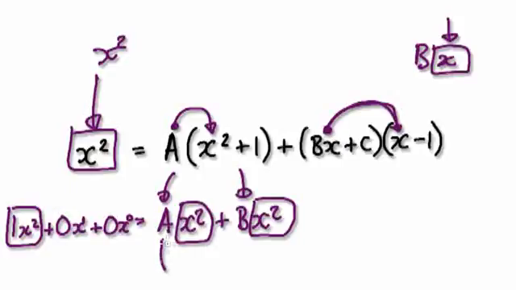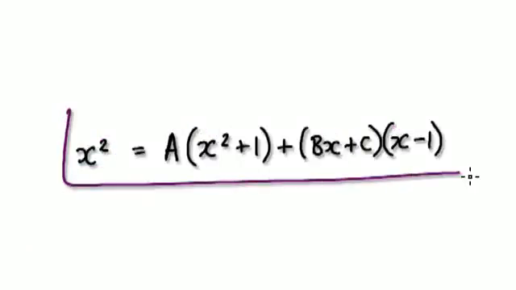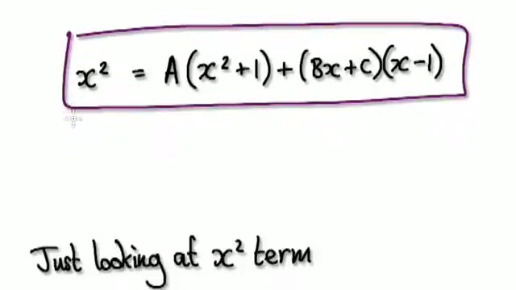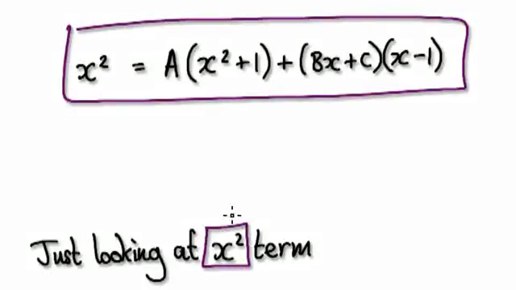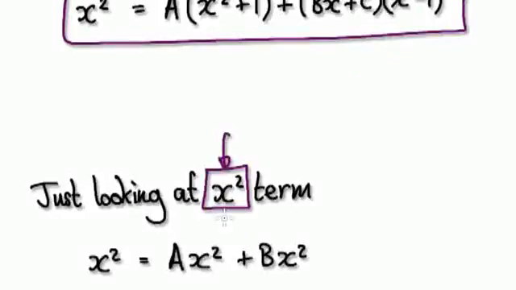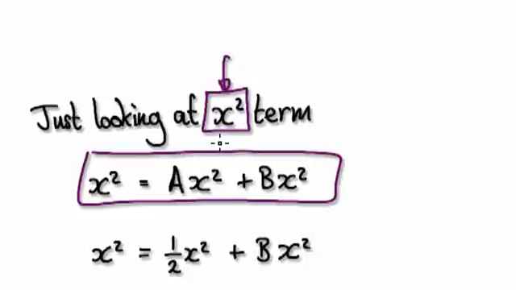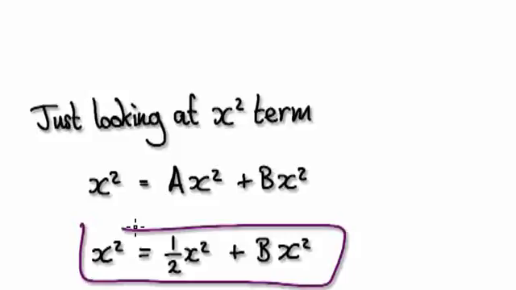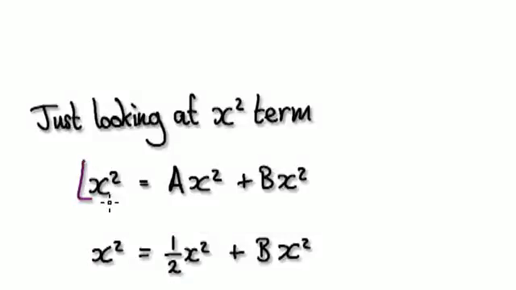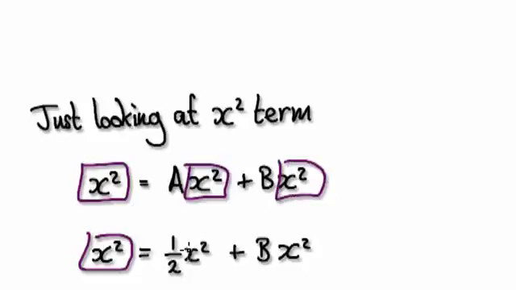We already know that a is a half. Hang on, let's start again. We are currently here. Now let's just look at it in terms of x squared only. That will give us this here. In the previous video we found that a equals a half, so this is the case. Remember, we are only looking at the x squared term.